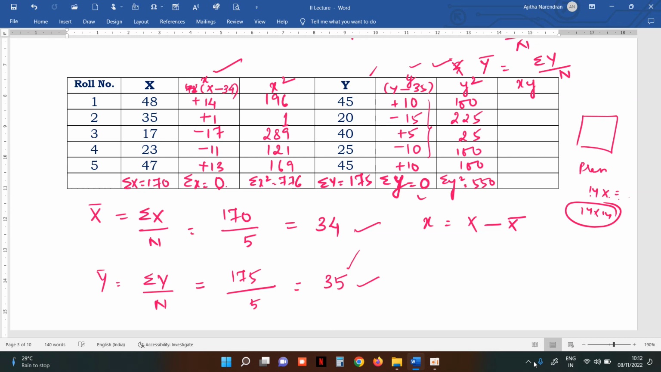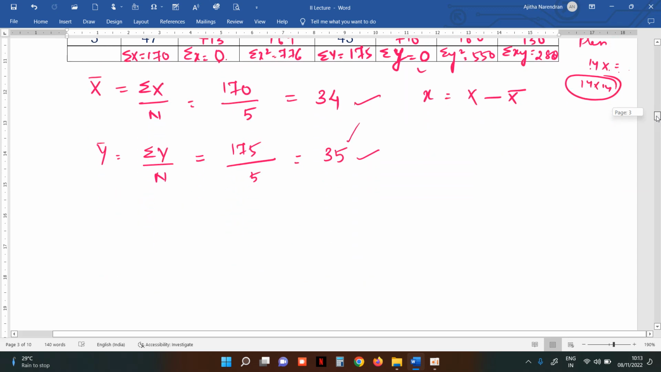Last column, x and y. x and y means small x and small y, the deviations which you have found from the arithmetic mean, that you need to multiply. So 14 into 10 is 140. Write down 140. 1 into 15 is minus 15. 17 into 5 is minus 85. 11 into minus 10 is plus 110. 13 into 10 is 130. So these are the values which you have got. Write down summation of xy is equal to 280. So now you have got all the values.